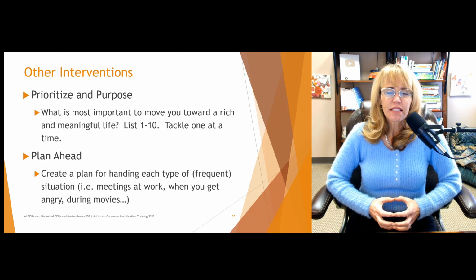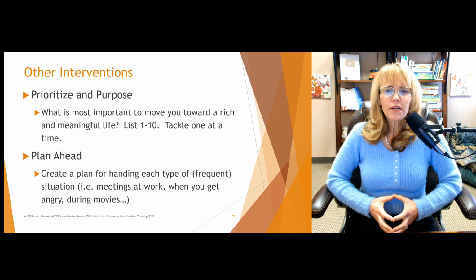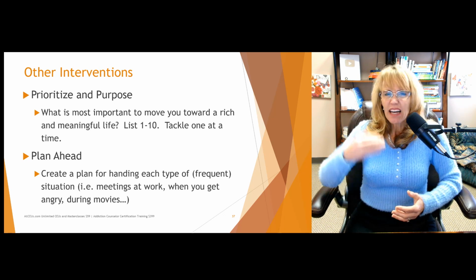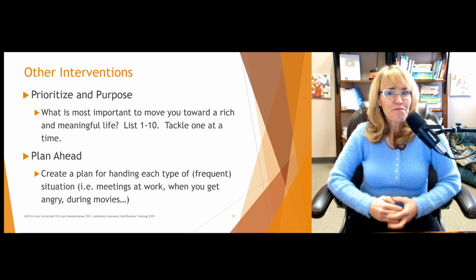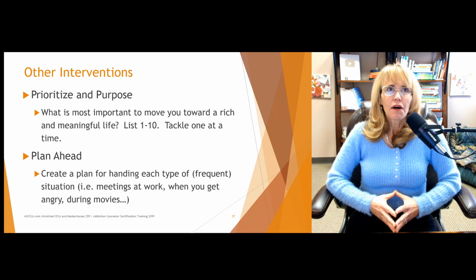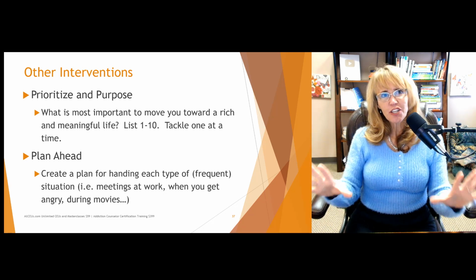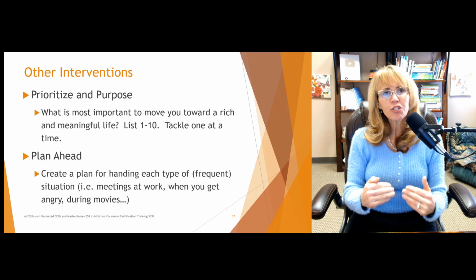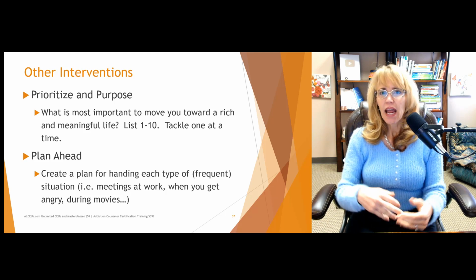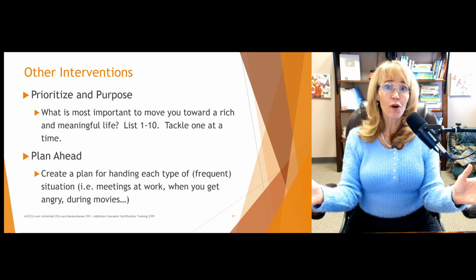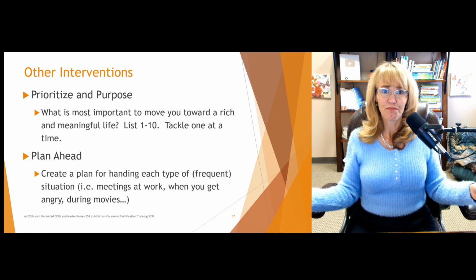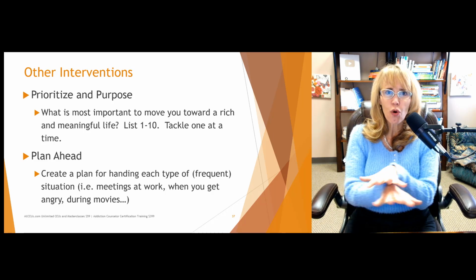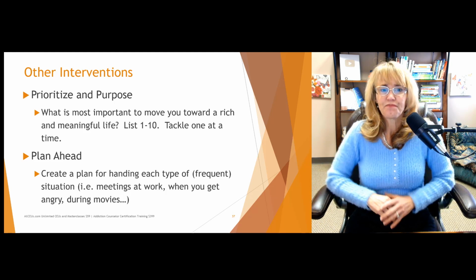Prioritize and purpose. Identifying what is the most important thing that I need to do right now to move toward a rich and meaningful life. Identify like the top 10 things and tackle one at a time. Create that vision board, defining your rich and meaningful life. What people, things, experiences are important, and what do you need to do to move towards those things? And then identify one and start working towards it. You can't do everything in a day. You can't do everything in a week. One thing at a time. Every positive change you make is going to positively affect every other area.